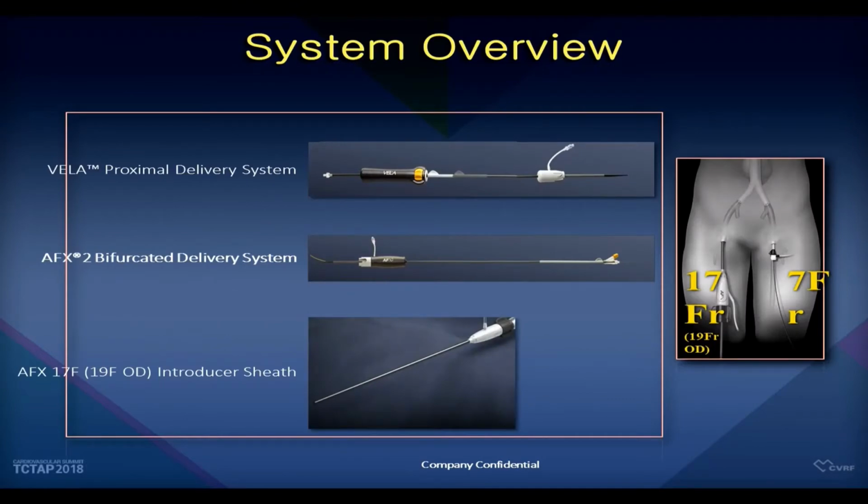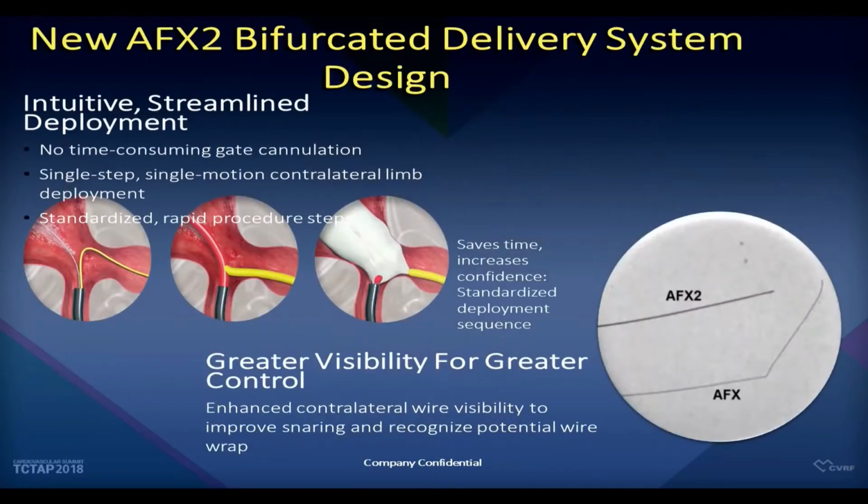The main body is delivered by a 17 French compatible device. It has a 19 French outer diameter. And on the left side, we can use just 6 or 7 French sheaths. Next slide. And it has a very unique design.